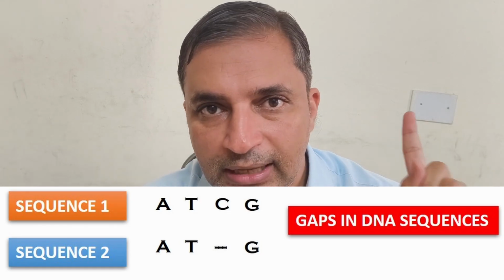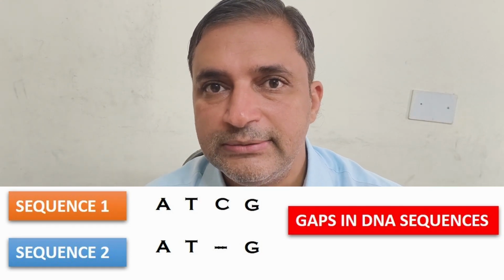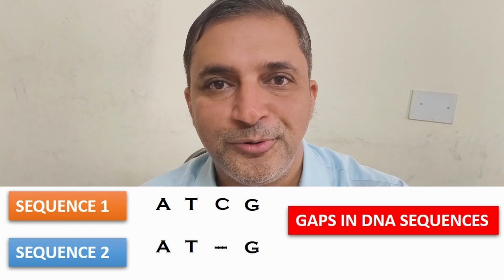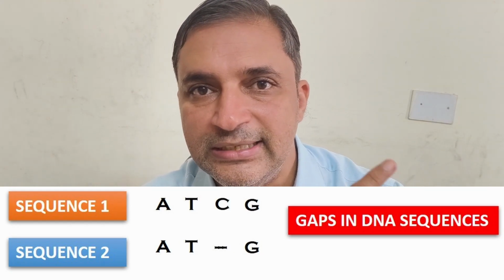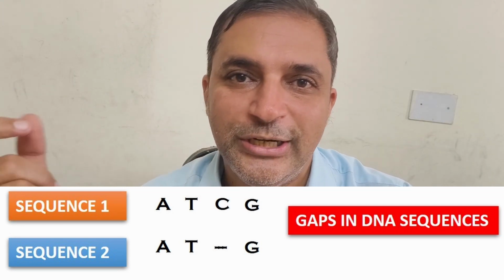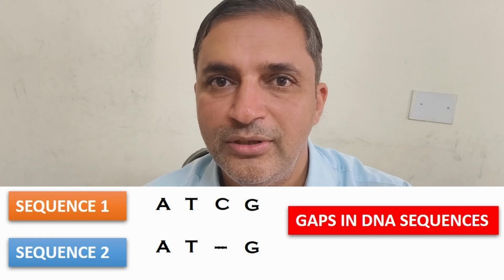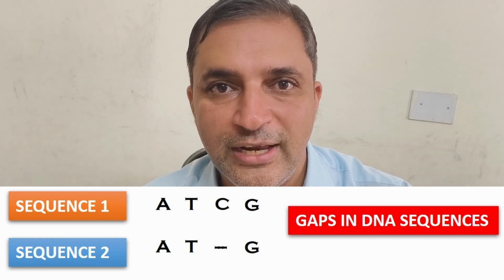So what actually is a gap when we are comparing two or more sequences? As you can see here on your screen, in sequence 1, there is a string of 4 letters, and in sequence 2, there are only 3 letters. In sequence 1, it is reading as A, T, C, G, and in sequence 2, it is reading as A, T. There is no letter at position 3, and it is followed by the fourth letter. So clearly this is called a gap.